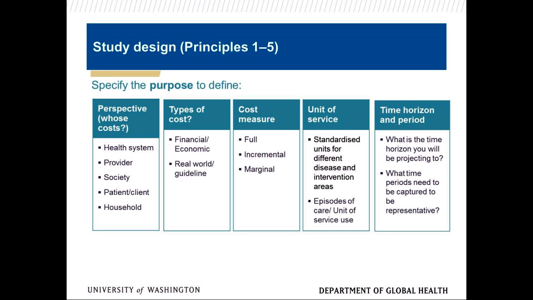Is it the patient perspective? Is it the household perspective? We want to understand, as I mentioned, whether it's financial or economic. If studies don't indicate that to you, it's a big gap in how they describe their methods. And are they doing real world costing, or are they saying, well, you're supposed to follow this HIV protocol, and that's what we're costing, the guideline, not what we observe? What are the cost measures, what's the unit of service, and what's the time horizon? So again, this has to be clearly defined.